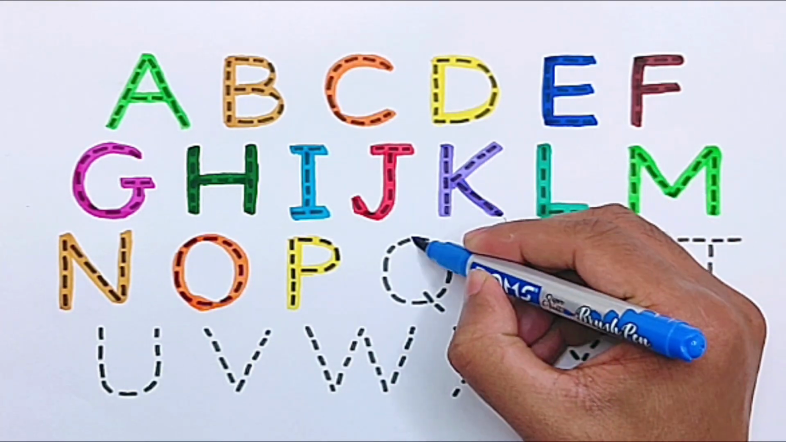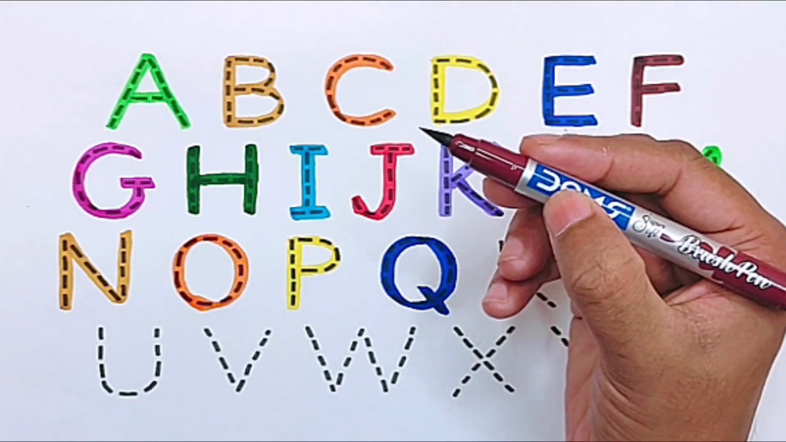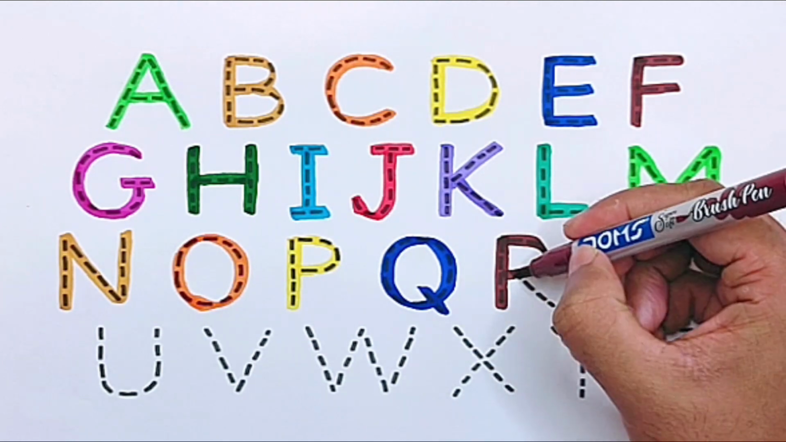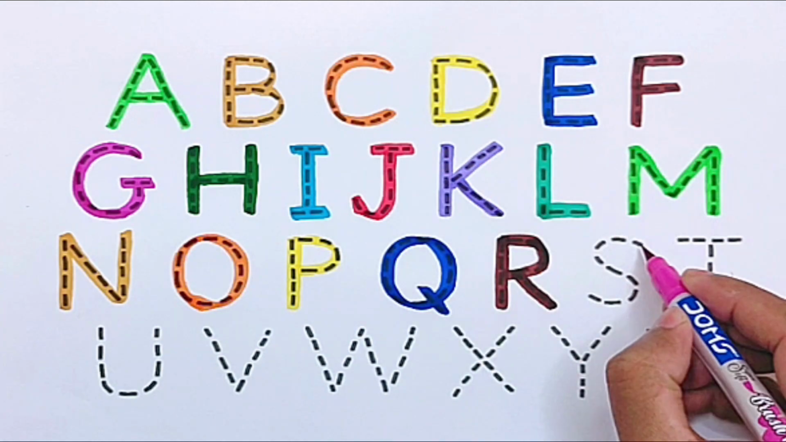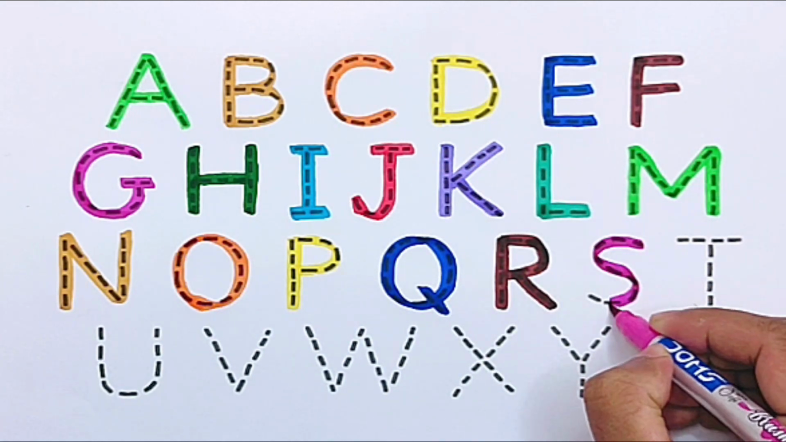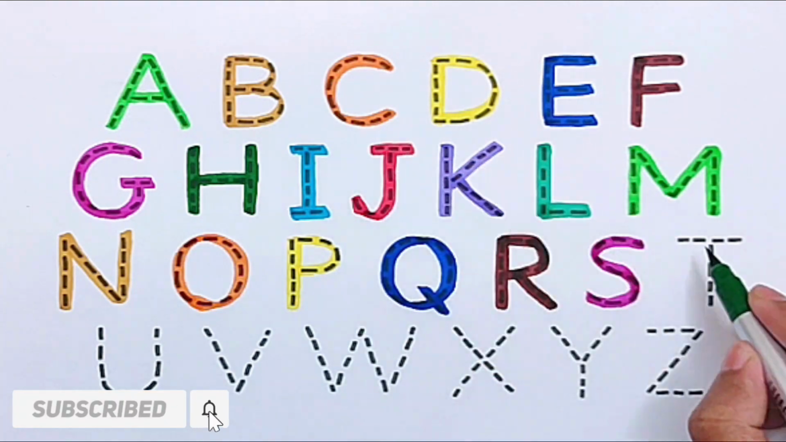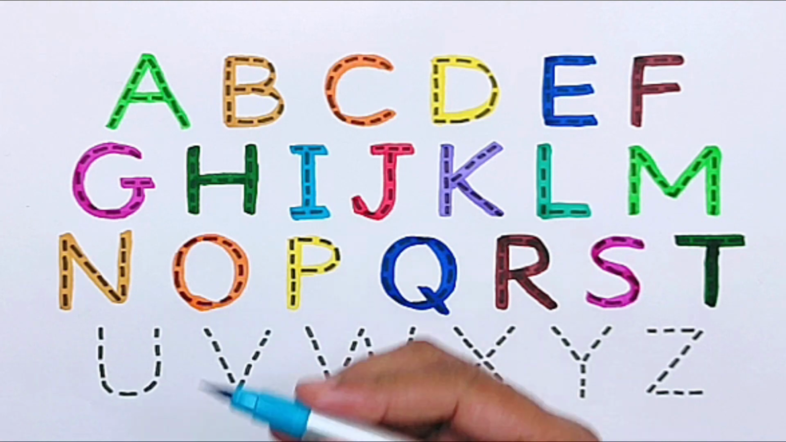Blue color. Q for quarter. Brown color. R for rose. Pink color. S for starfish. Green color. T for tiger.